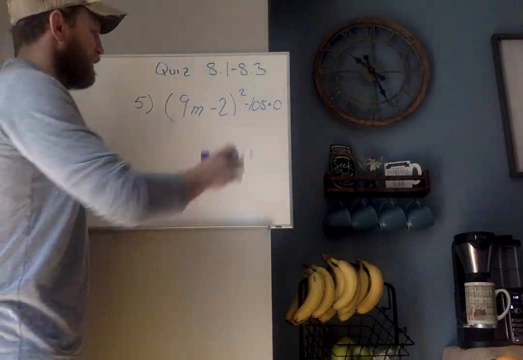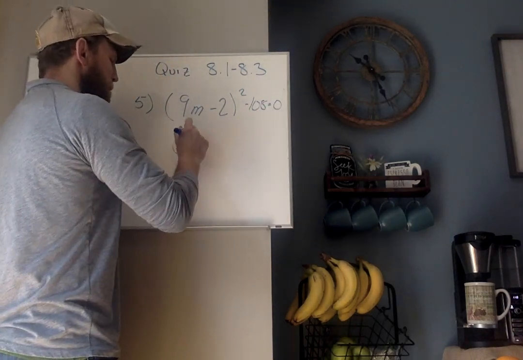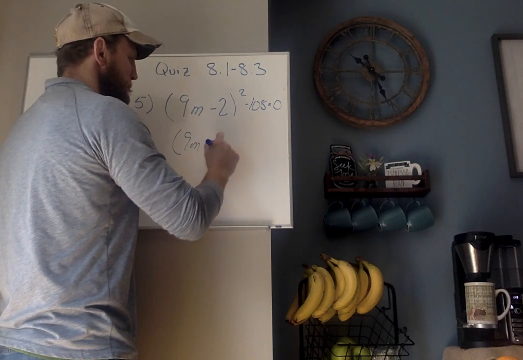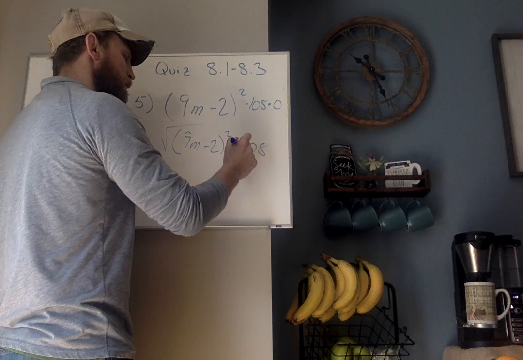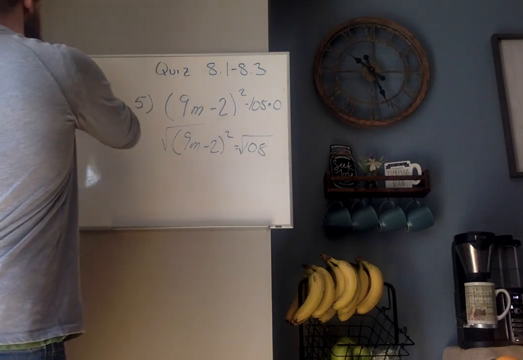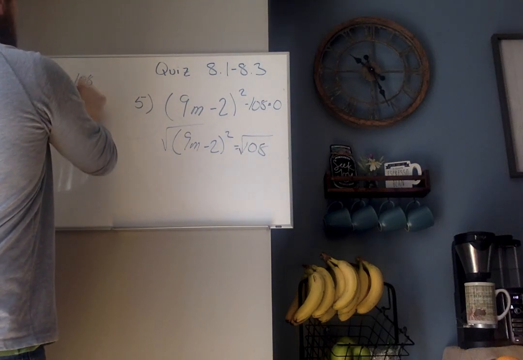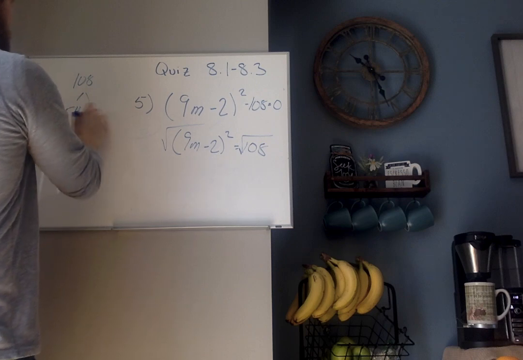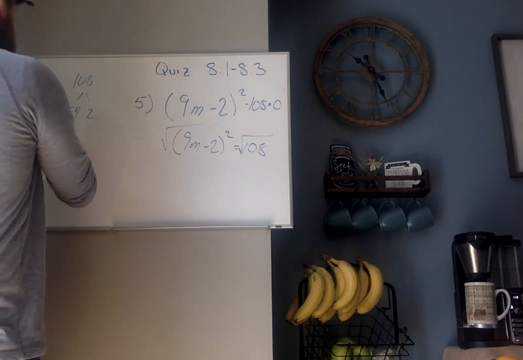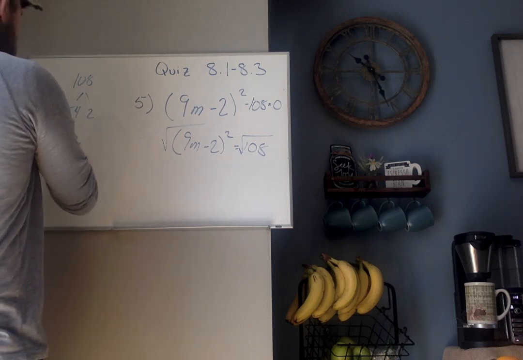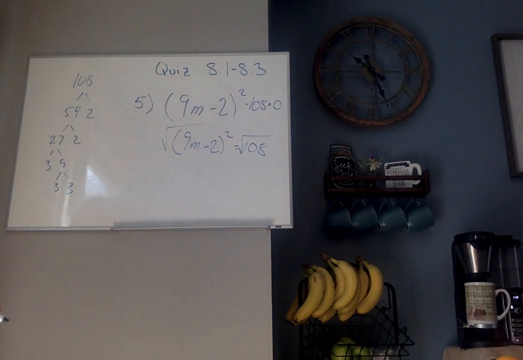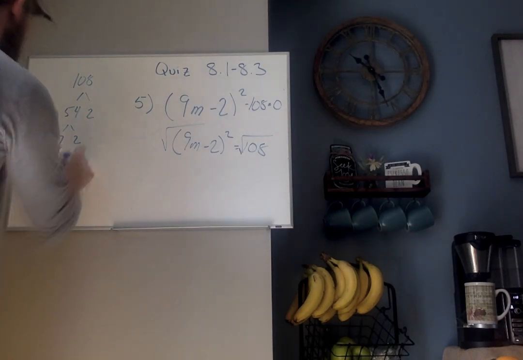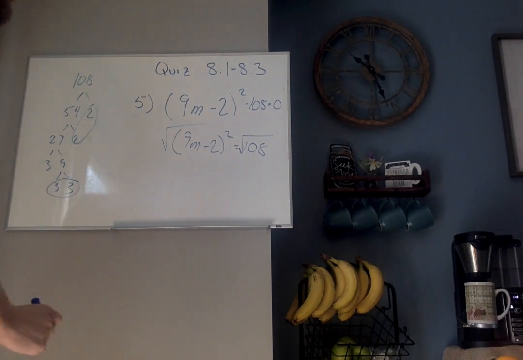Here, I'm going to move the 108 to that side. Now I'm going to take the square root of both sides. What is the square root of 108? Well, that's 54 and 2, 2 and 27, 3 and 9, 3 and 3. Okay, get out of your way so you can see it. Pair of 3s, pair of 2s, so it's going to be 6 root 3.